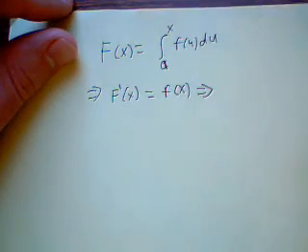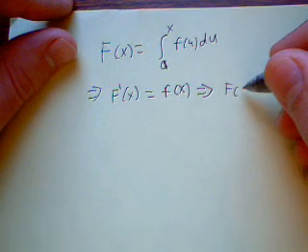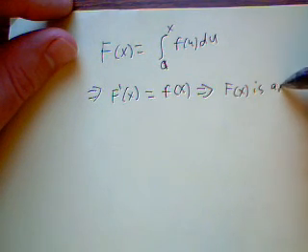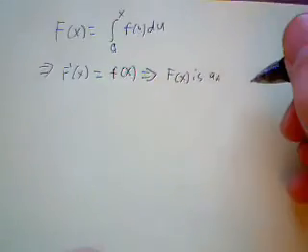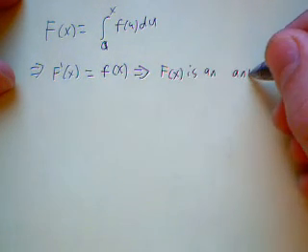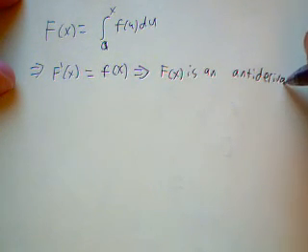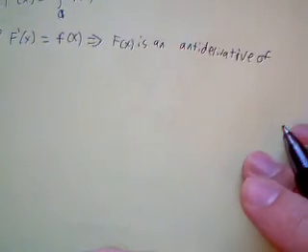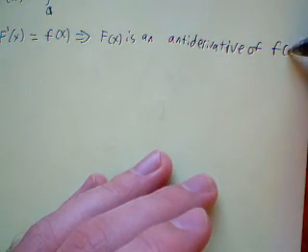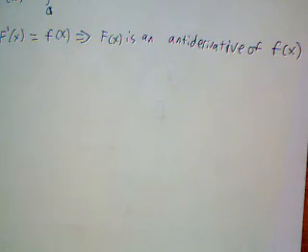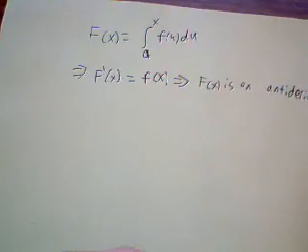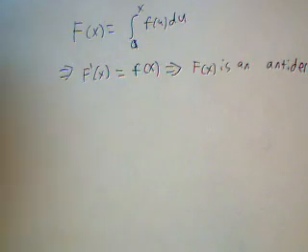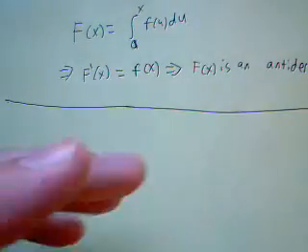So this tells me that big F of x is an antiderivative of little f of x. Now let's suppose, so that's just a statement, we know that.